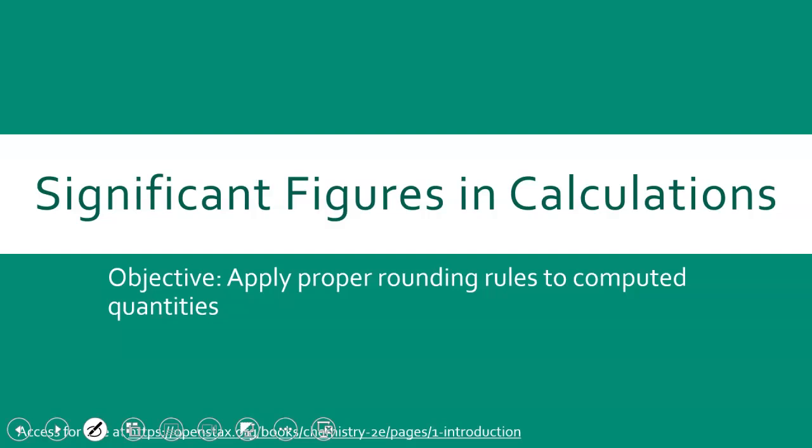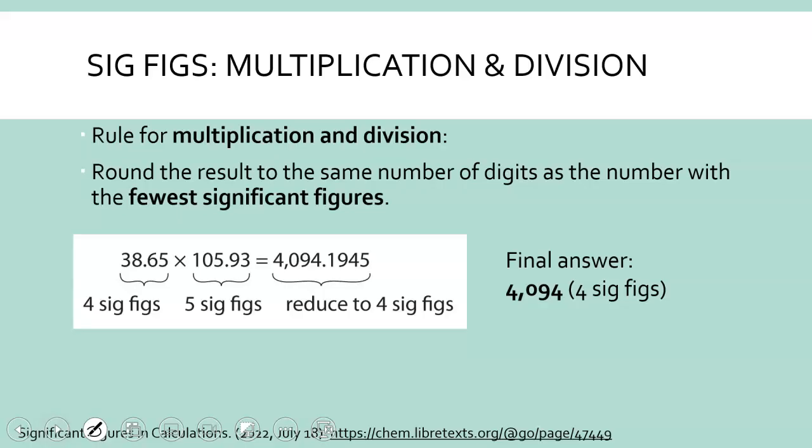In this video series, we're going to focus on significant figures in calculations. So the first type of rules that we look at as review are multiplication and division. Just remember that the rule for multiplication and division is that we want to round our final answer to the same number of digits as the number with the fewest significant figures out of the numbers that we use in the calculation.